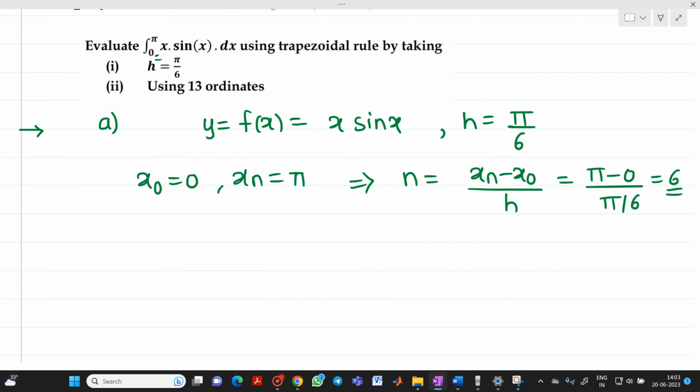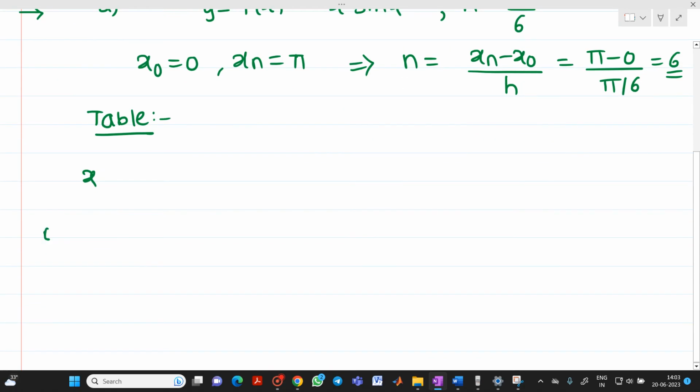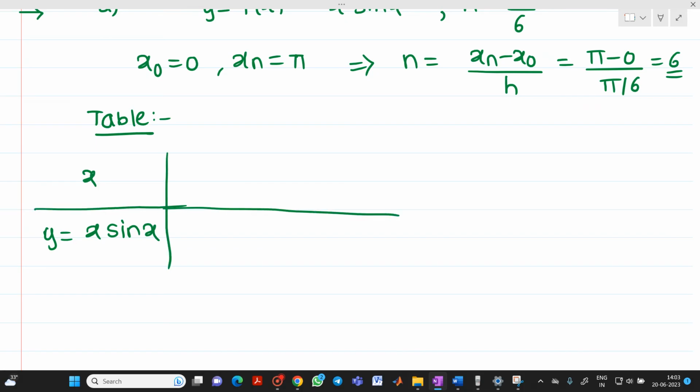Now let me prepare a table for solving this. So how to prepare a table here? Let's say first will be the value of x, and then y, which is equal to f of x. It will be x into sin x. This is the given function. So let us complete the table first. The first element will be x0. Now it will start from 0. The next element will be x1, which is equal to x0 plus h, that is 0 plus pi by 6. So it will be pi by 6.